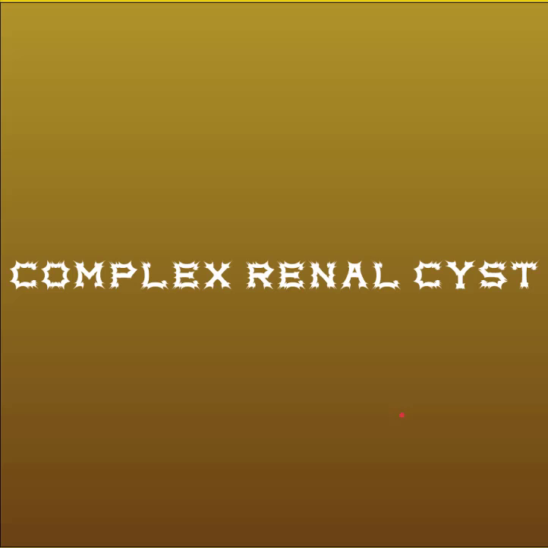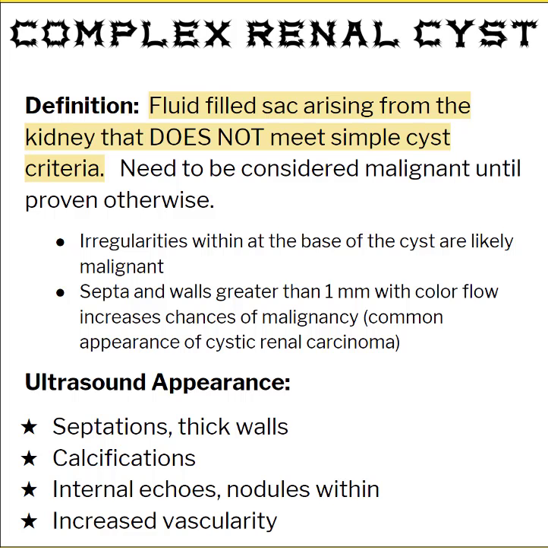Next up, we'll talk about the complex renal cyst. Now, the complex renal cyst is again going to be a fluid-filled sac, but now it does not meet the simple cyst criteria. And we talked a lot about this during our discussion on the Bosniak scale. So when we see a complex renal cyst, we do need to consider it malignant until we prove otherwise. Remember, any irregularities of the wall or of the septa or any solid components increase the likelihood of malignancy.